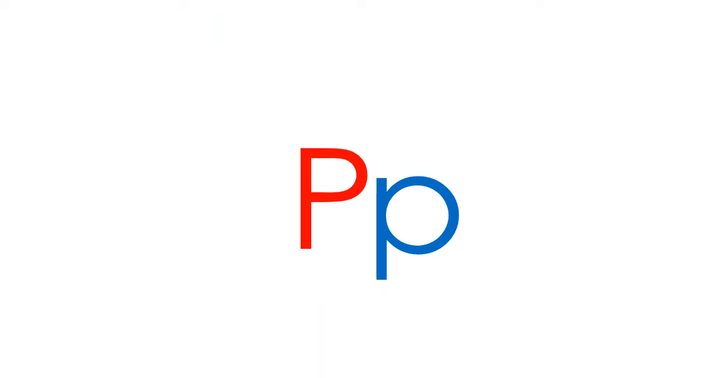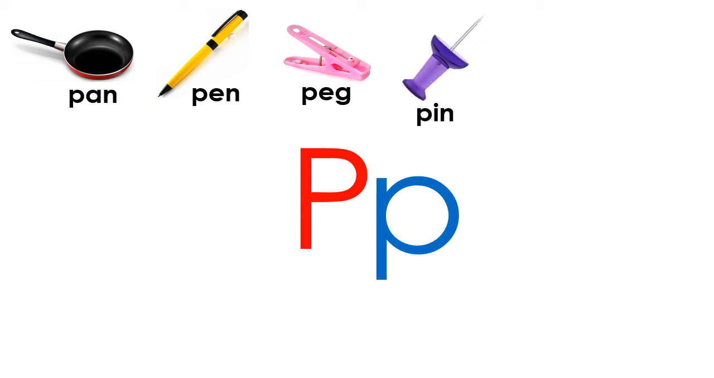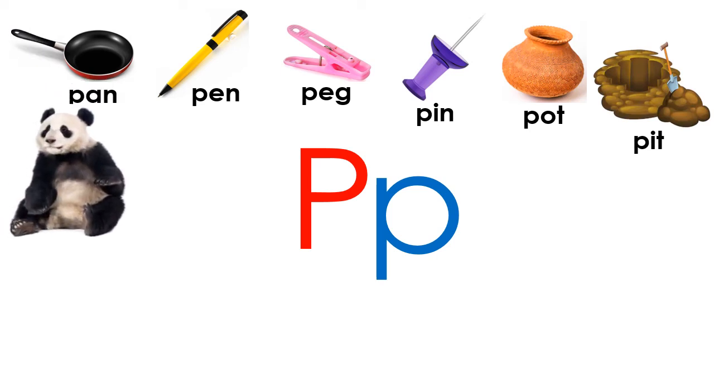Alright then, let's see what are the pictures that begin with letter P. P for pan. P for pen. P for peg. P for pin. P for pot. P for pit. P for panda.